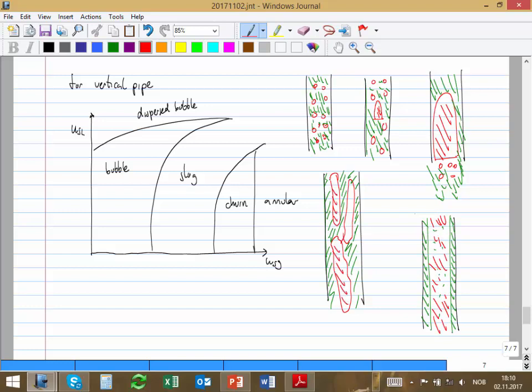And if you continue, you find annular, also you find mist. Okay, so that's a dispersed bubble. That's bubble. That's a slug. That's churn. And that's annular.